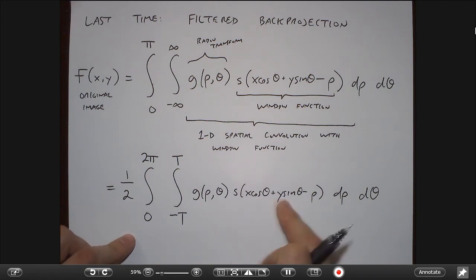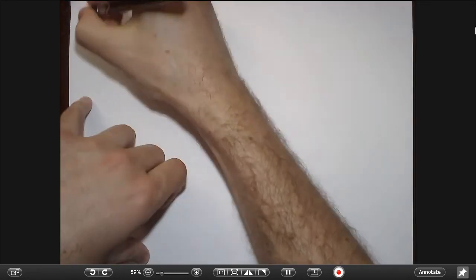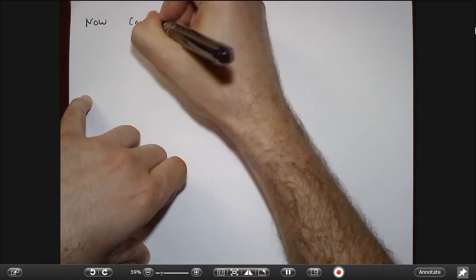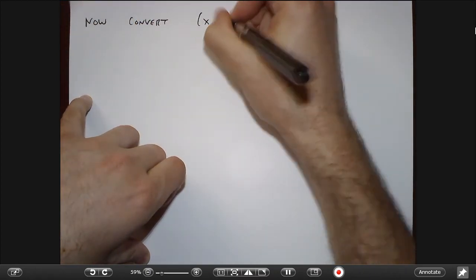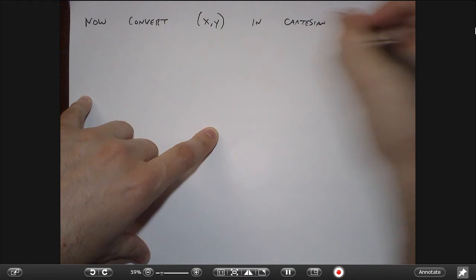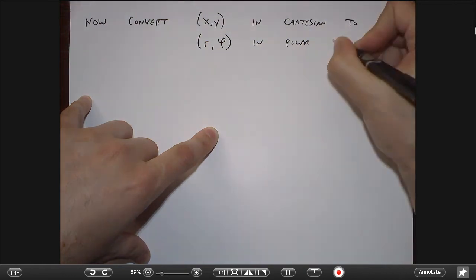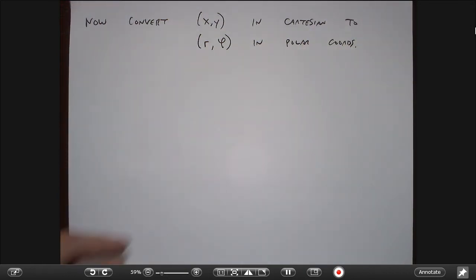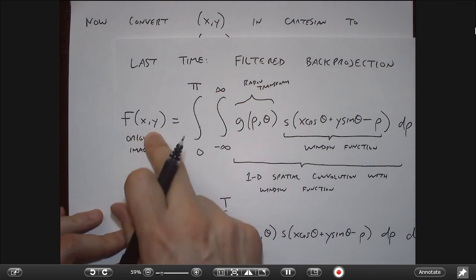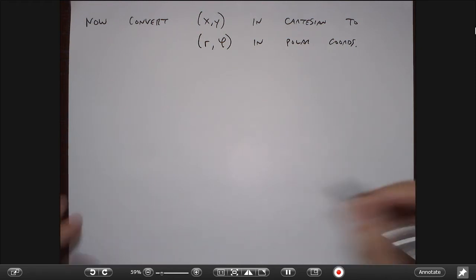Okay. So now what I want to do is go from my xy world to polar coordinates. Remember, xy is some point in the original image, and instead of calling it Cartesian, I want to call it polar. So now I'm going to convert xy in Cartesian to, let's call it r phi in polar. And remember, this xy is like a fixed pixel in the original image. So instead of calling that pixel by Cartesian coordinates, I'm going to call it by polar coordinates.